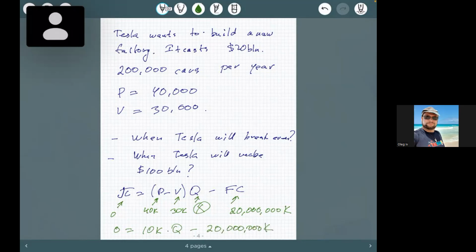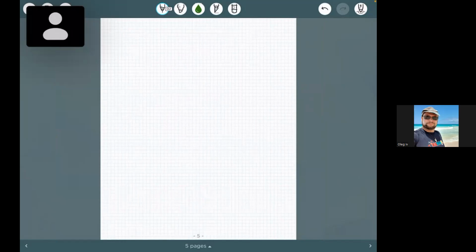And we can rearrange it. So we got 20. Right, so we can cancel the zeros, and Q is equal to 2 million. It actually would be easier to cancel this one, but it doesn't change the result. So the answer is 2 million. We will break even at 2 million.